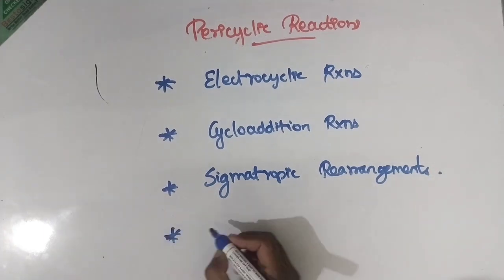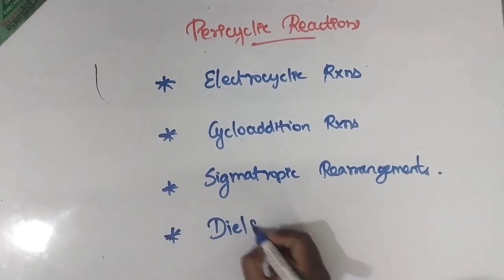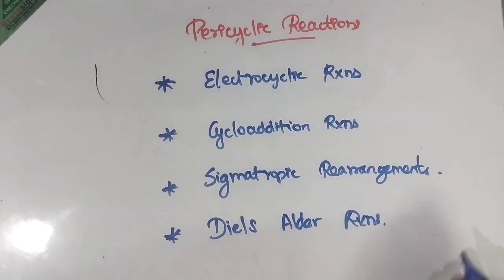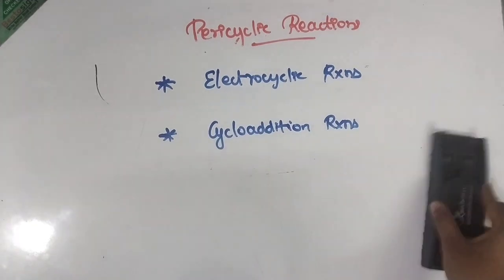Further, another division we can add is the Diels-Alder reaction. Okay, Diels-Alder reaction. This Diels-Alder reaction is a vast topic. So we can classify it into four types: electrocyclic, cycloaddition, sigmatropic, and Diels-Alder. So first of all, we are going to see about electrocyclic reaction.